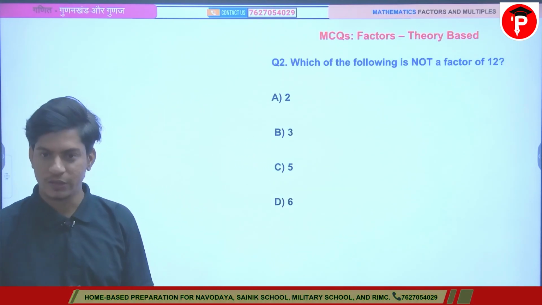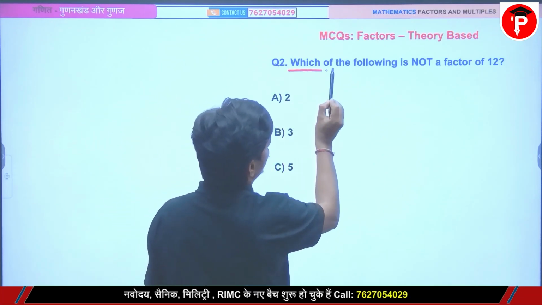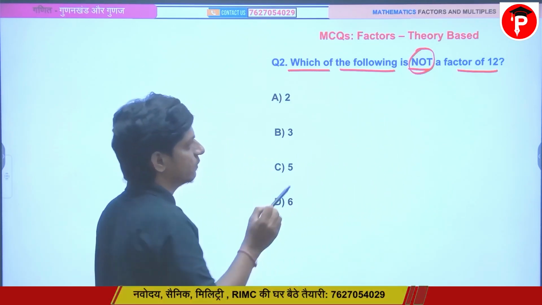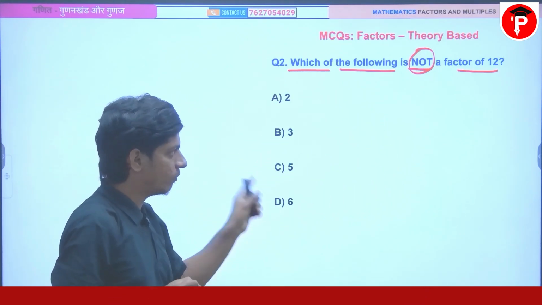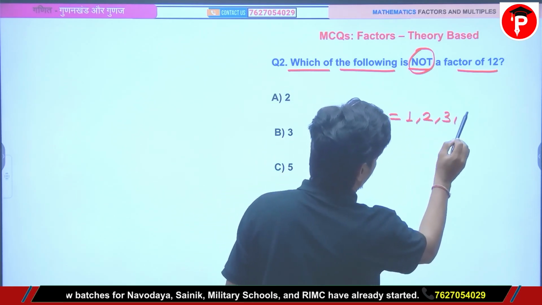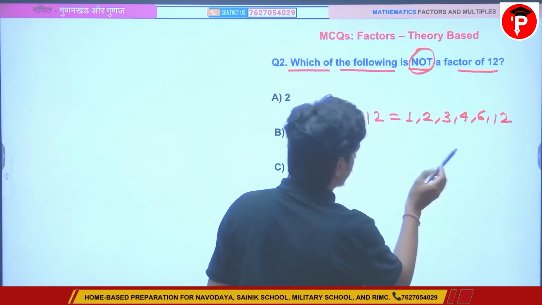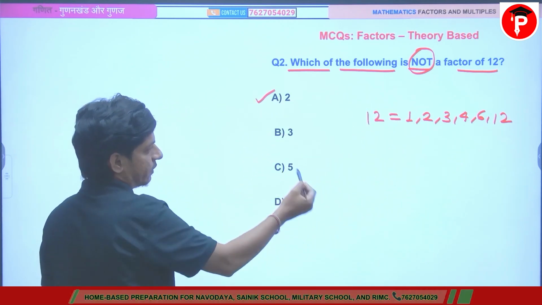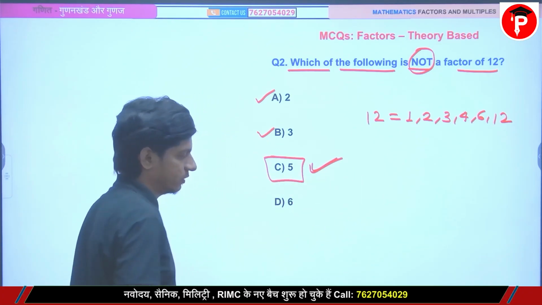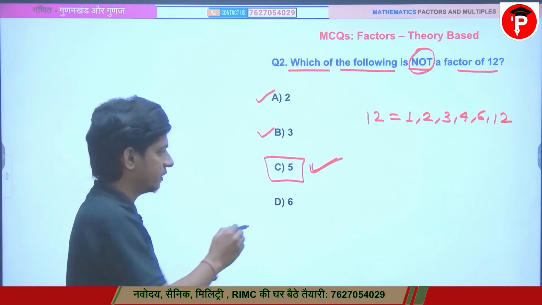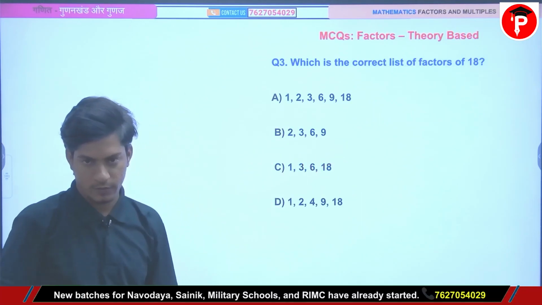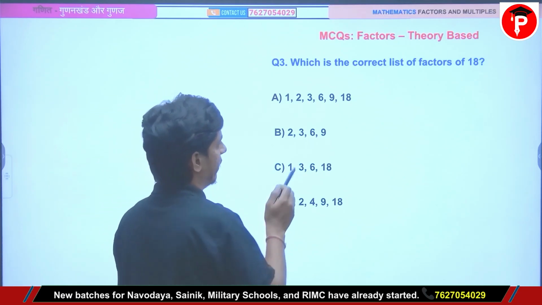Now we are moving to the next question. Which of the following is not a factor of 12? Keep in mind, not is given. Factors of 12 are 1, 2, 3, 4, 6 and 12. 2 is a factor, 3 is a factor, 5, yes, 5 is not a factor. This will be our correct answer. 6 is also a factor. Now C, 5 is not a factor of 12. It means 5 doesn't divide 12 exactly.